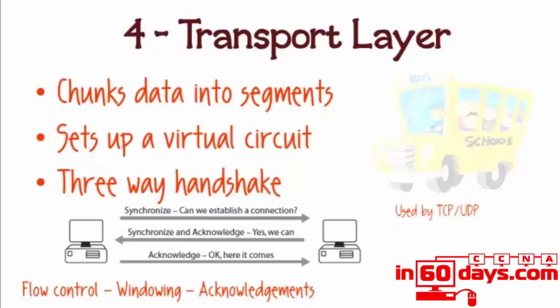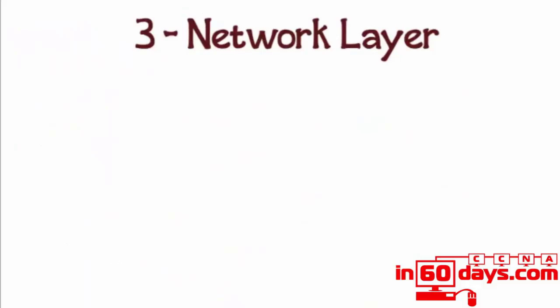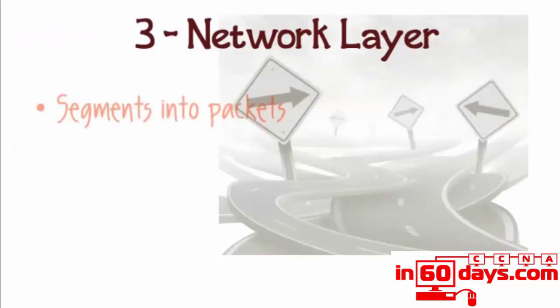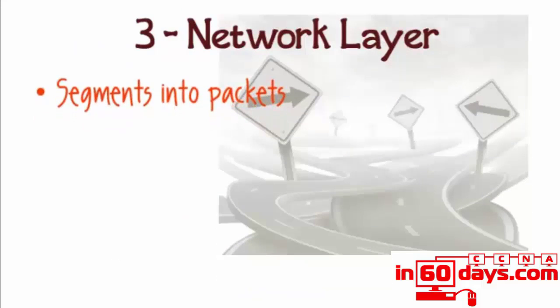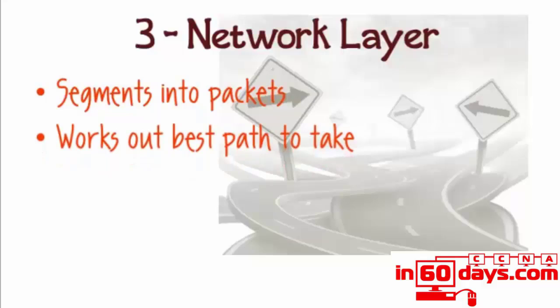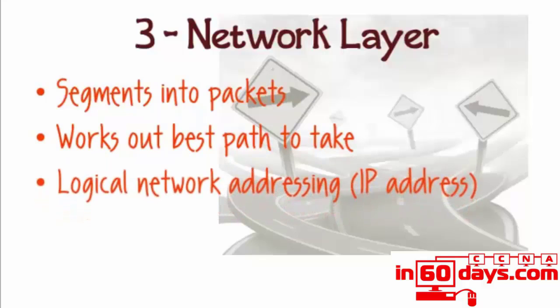So TCP and UDP operate at the transport layer. Network layer is where we'll be involved mainly as a network engineer, network layer and data link layer certainly. So your segments are turned into packets, which is a smaller unit of a segment. It works out the best way to take, but it doesn't actually send the data. I'll go into routing and routed protocols. It works out the best way to get from A to Z.